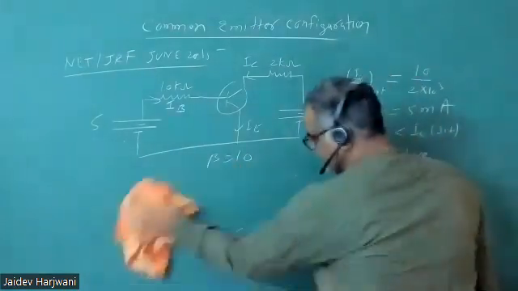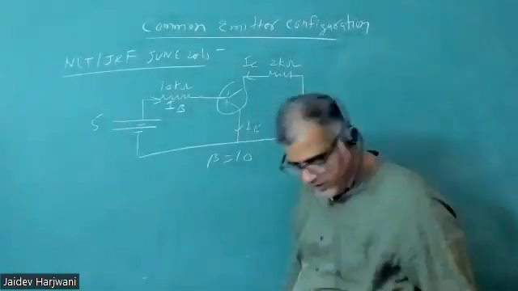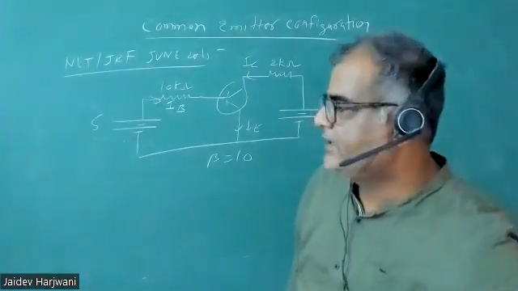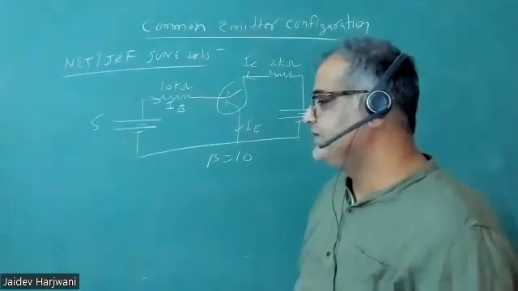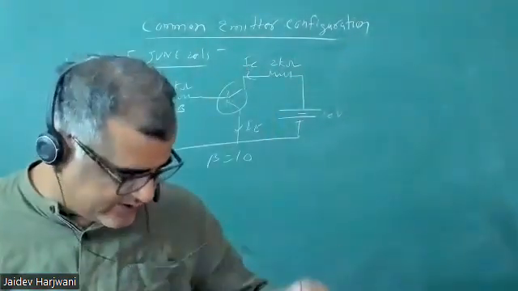So I have done at least 3 problems. Now at least you should understand how to find the operating region. Okay. Now the next topic is biasing. So let us discuss what is biasing.